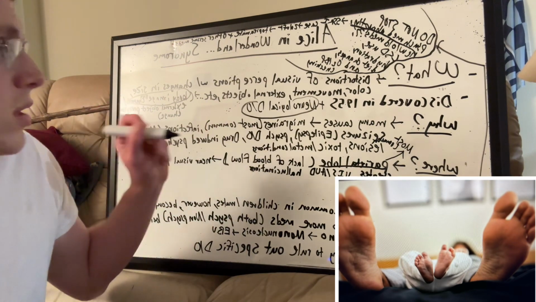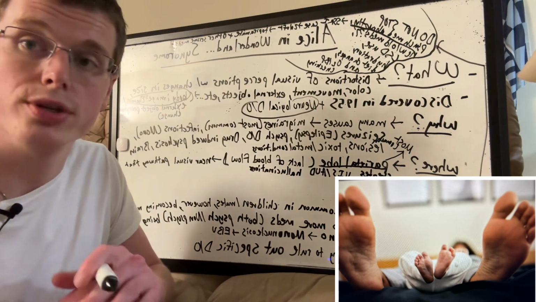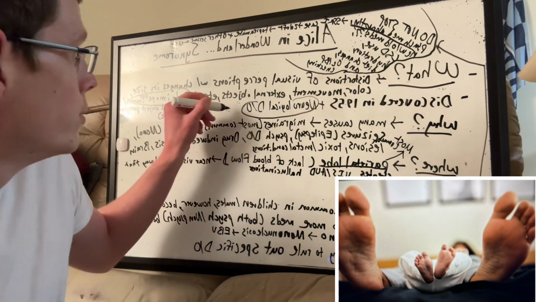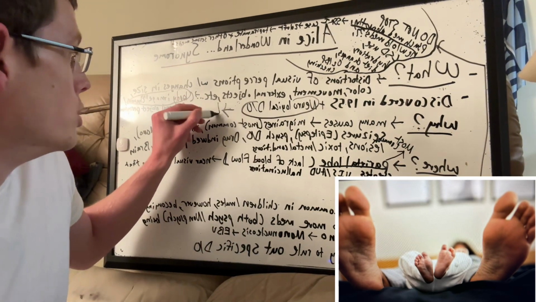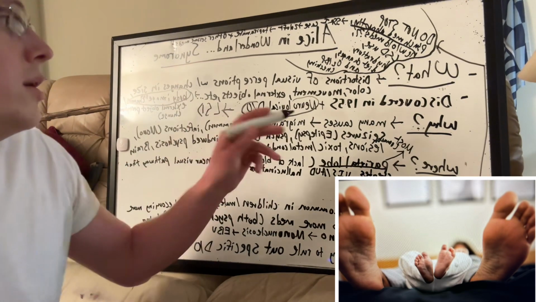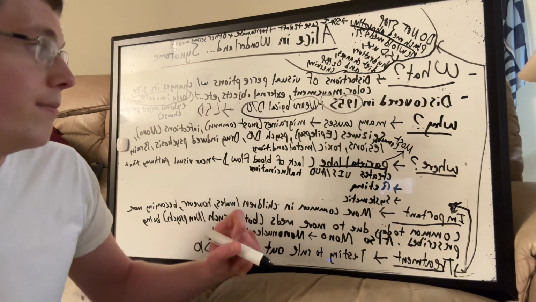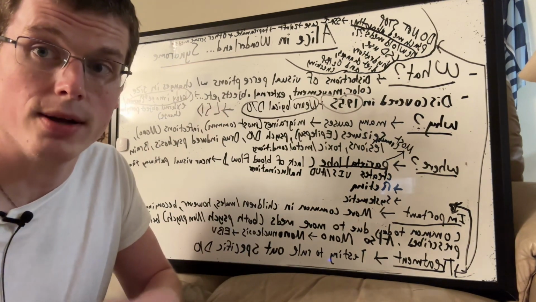Now, once again, it's technically a neurological disorder, but there is drug-induced psychosis that can go with it, in particular with hallucinogenics or LSD. Discovered in 1955, as we already talked about. Now, why? So this is the big thing. We're going to talk about some of the causes.